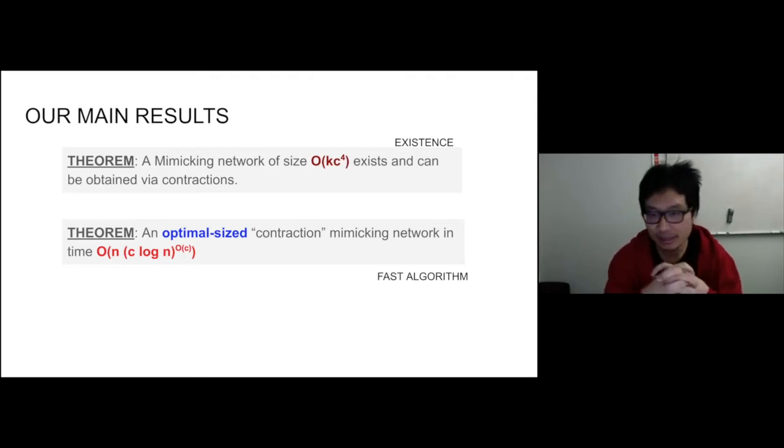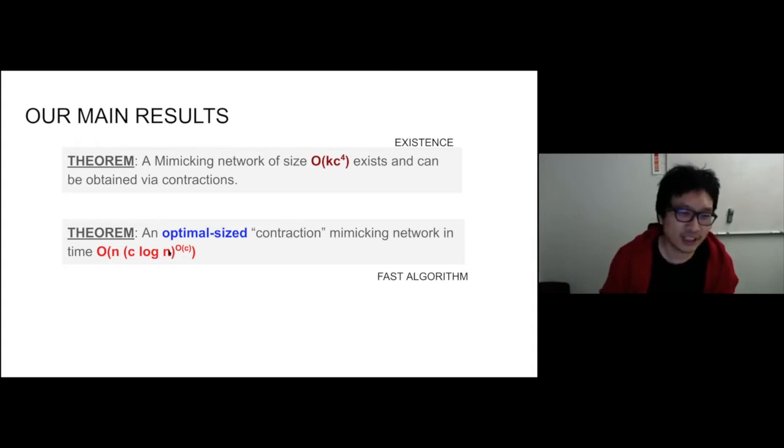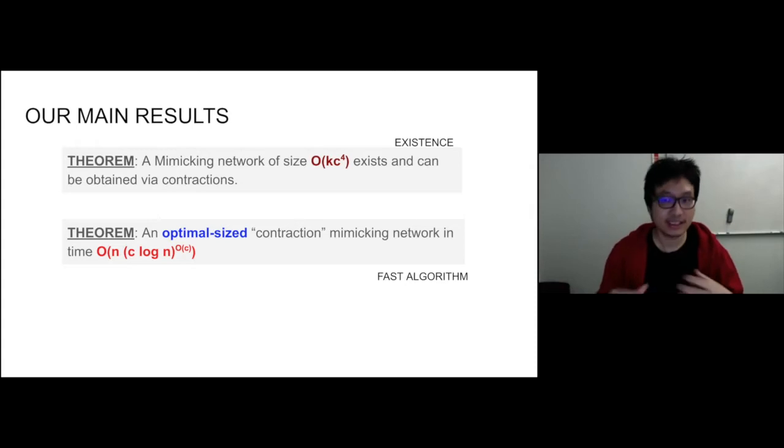And the nice thing about a contraction mimicking network is that once you show the existence of such a graph, it implies immediately that you can compute it in near linear time. Basically, this should be m, not n, but it's linear time when c is constant, so it's near linear: m times polylog. So the existence immediately implies a fast algorithm to compute it.